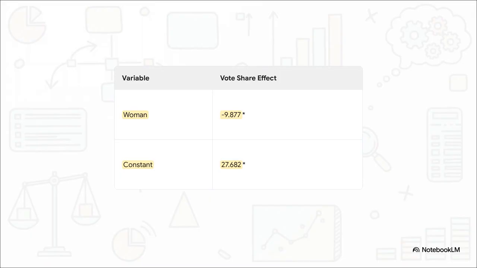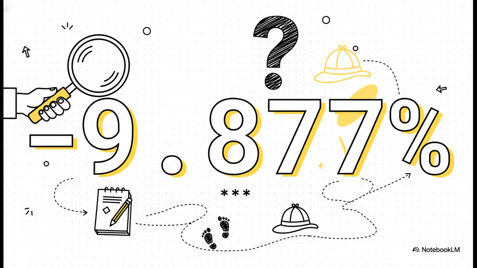And here it is, our first piece of evidence. This is a very simple analysis, basically just looking at the relationship between two things, and only two things. Is the candidate a woman? And what percentage of the vote did she get? The numbers you see here, well, these are our first clues. And the main clue is, it's just staring us right in the face.